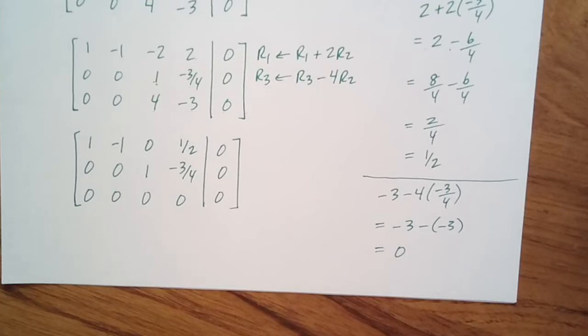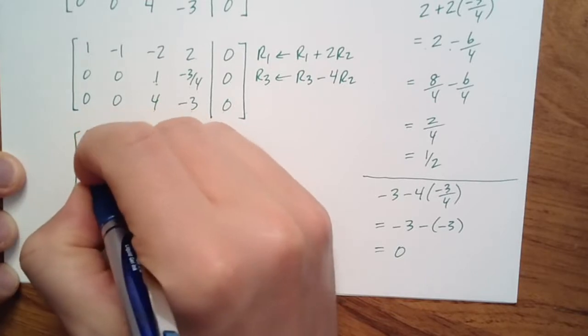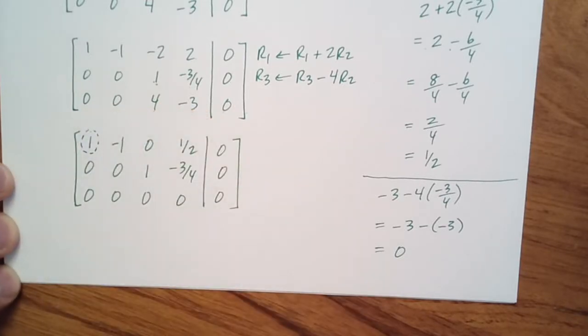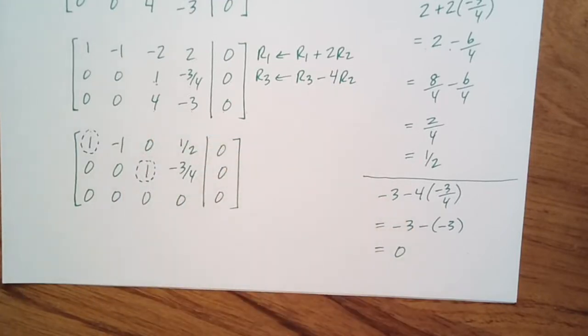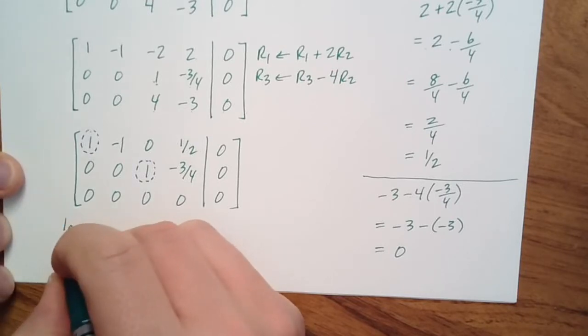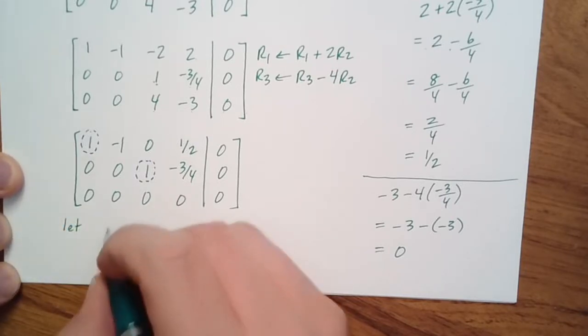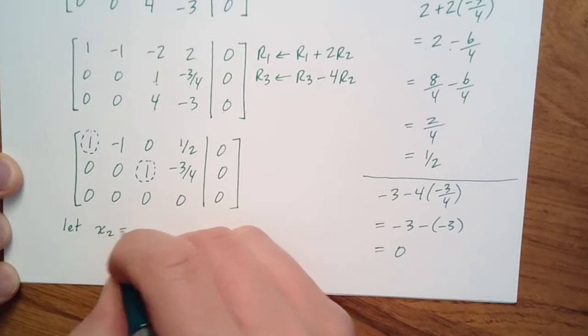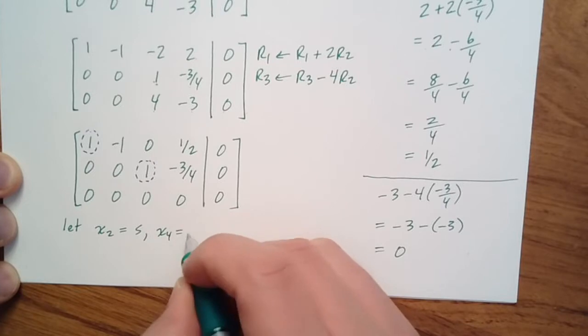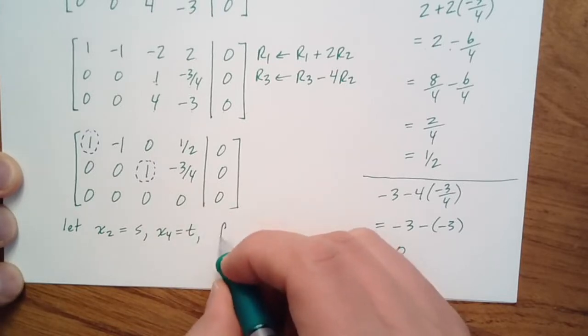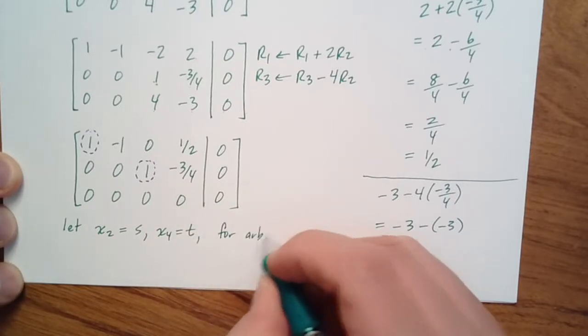Okay, so let's write down our solution. We'll start with circling the leading ones, identifying where they are, which columns they occupy. You can see that column 1 and column 3 contain leading ones. So that means x2 and x4 are going to have parameters. So we'll start by assigning them parameters. I'll say let x2 be s and x4 be t, and that'll be for arbitrary s and t.